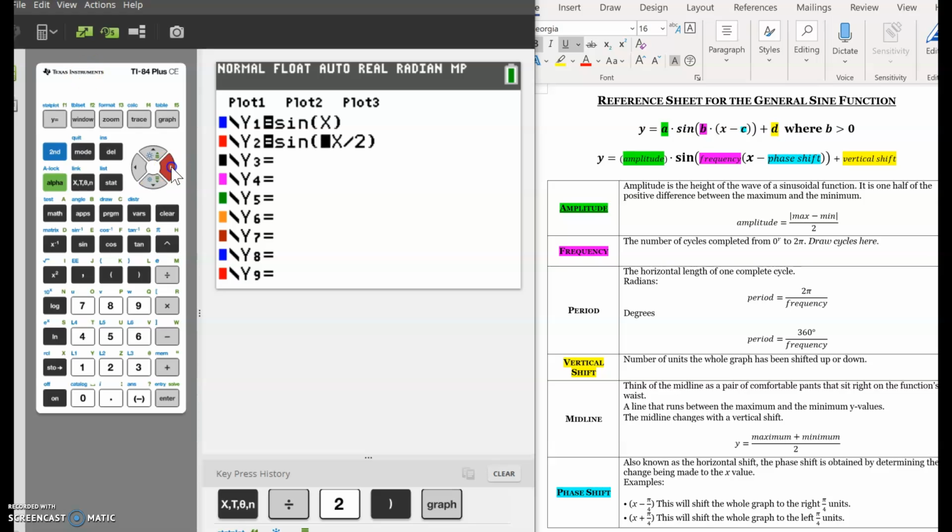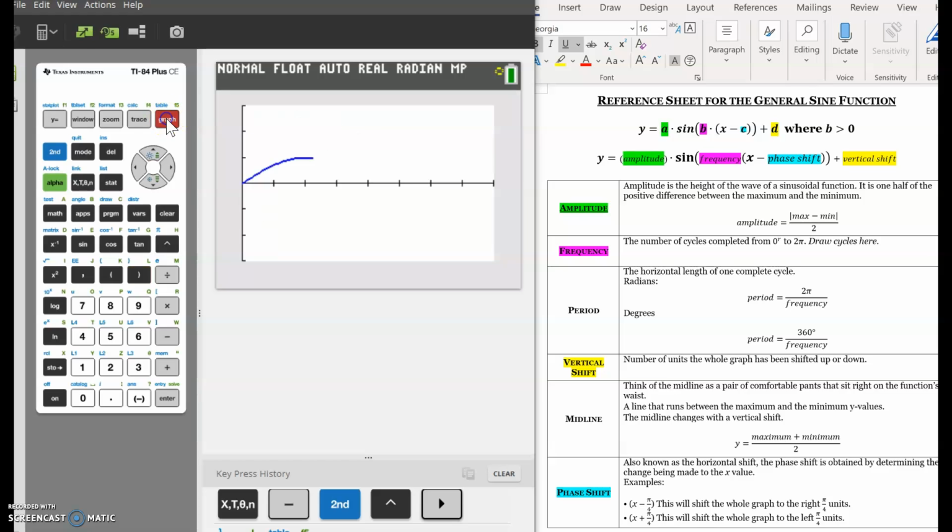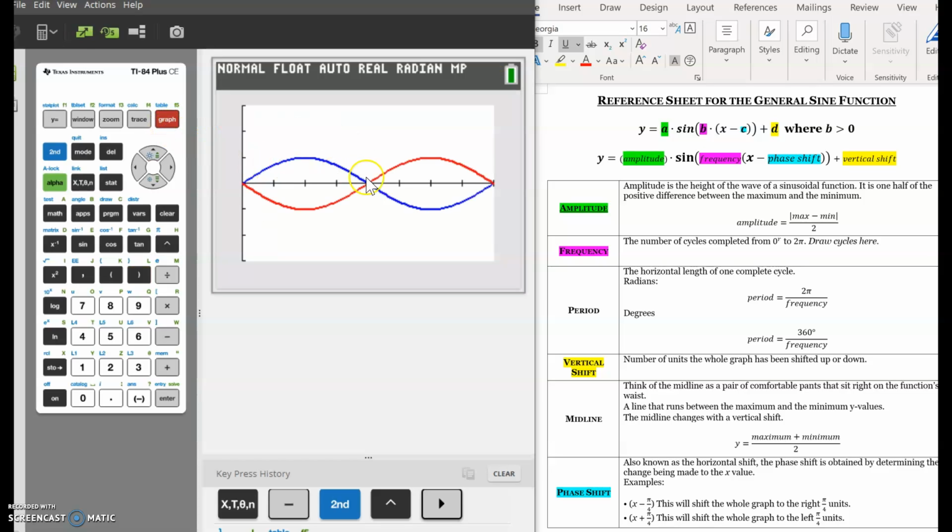Let's say we have a phase shift. Phase shift means that the function shifts either to the left or the right. So let me clear this and put sine of x minus pi. Now I'm putting pi, you could put 1, 2, but I'm putting pi because our intervals are in pi radians. And this is going to be shifting which direction? It's going to be shifting to the right. So notice this shifted to the right.